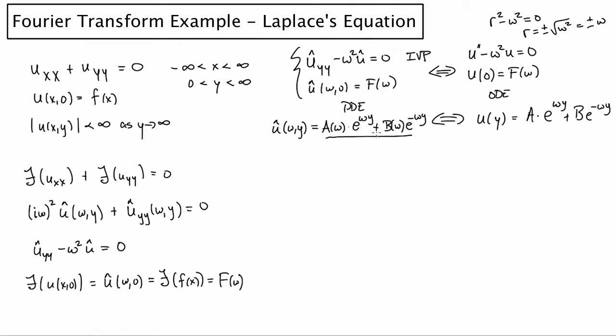And now all I need to do is figure out what my coefficients a of omega and b of omega are. In order to do that, I have to apply this initial condition. So in doing so, I'm basically looking at u hat of omega, 0, which is a of omega e to the 0, which is 1, plus b of omega.